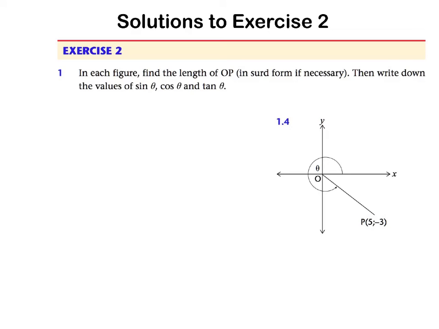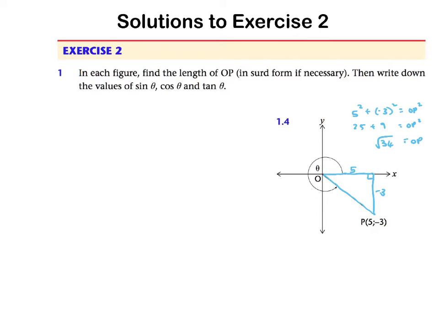Finally, let's look at a point in the fourth quadrant. We've got the point (5, -3) for question 1.4. That means if you draw a right angle triangle in that fourth quadrant, that is your 90 degree angle, the x value is 5, the y value is negative 3, and we can find the radius, OP, by using Pythagoras. So that would be 5 squared plus (-3) squared is equal to OP squared, which is 25 plus 9 is equal to OP squared. So OP is equal to the root of 34.